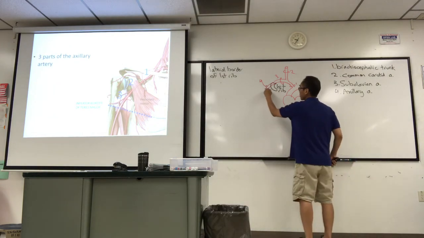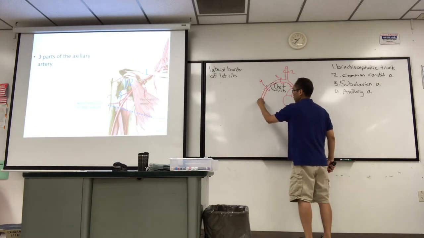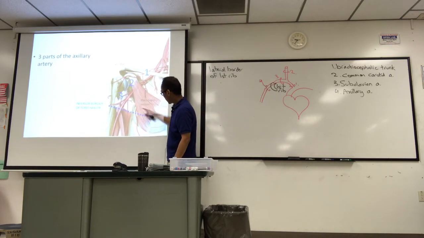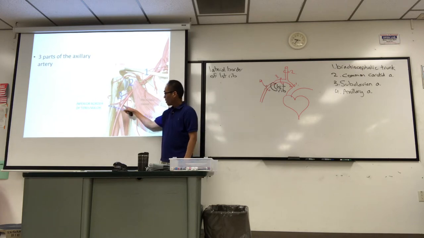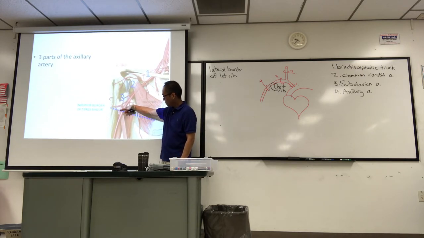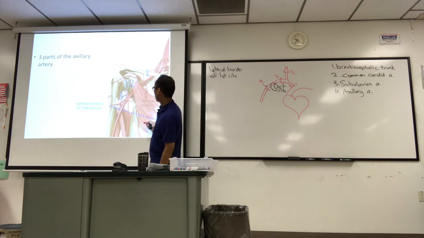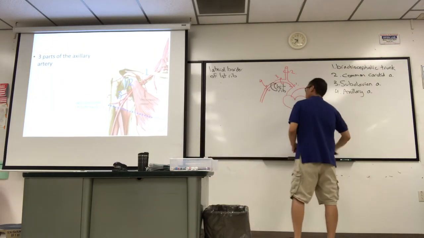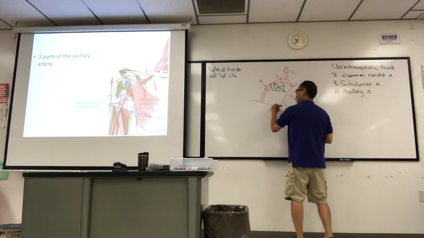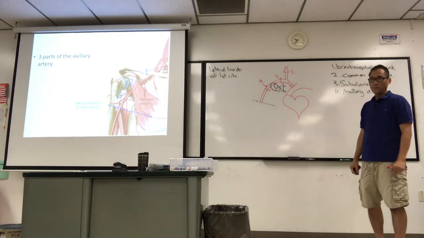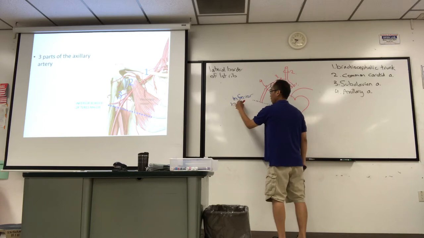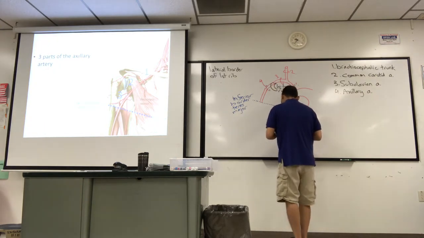Then it continues down. Look for the scapula. See the scapula back there? I kind of eyeballed it, and I put this line right here. That is the inferior border of the teres major. I don't even have it drawn, but that's the last landmark, so I know it's right there. Let me just put a border. Let's say that's the inferior border of teres major. Then the name changes from axillary to brachial.